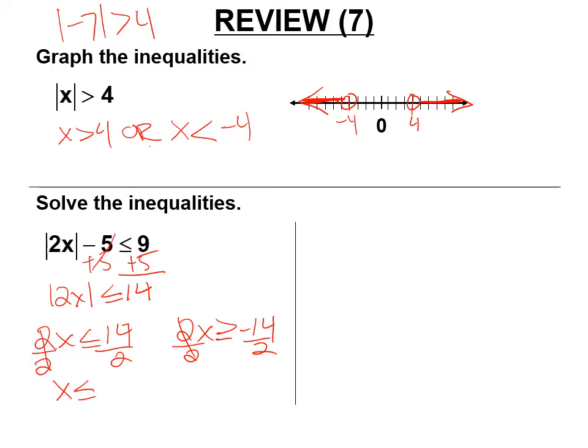And X is less than or equal to 7, or no, this is an and inequality because it's in between, it's less than here, and X is greater than or equal to -7. It's in between -7 and 7 inclusive.